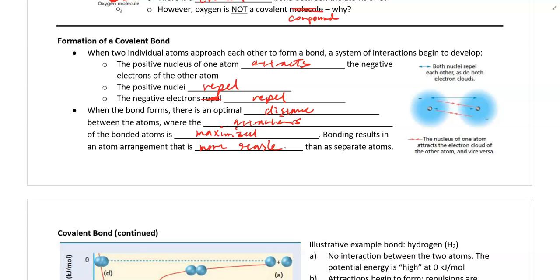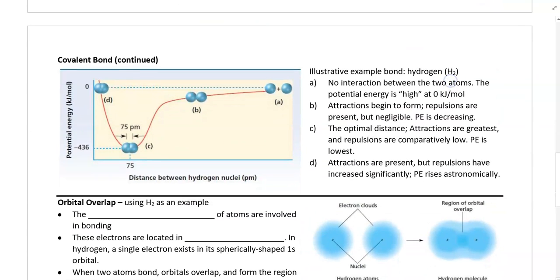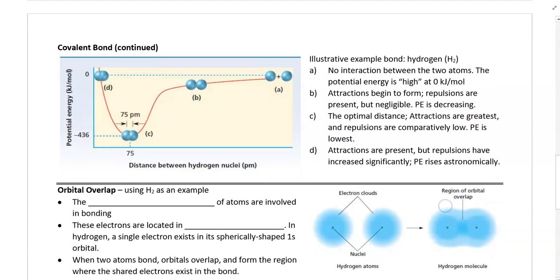And this overall system, this distance, where attractions and repulsions interplay, gives us stability because these atoms are now bonded. So in this continuation of the discussion, this is a diagram that's worth breaking down. First of all, you notice that you have two axes. On the x-axis is the distance between the hydrogen nuclei. So let's say we have two atoms bonded together.